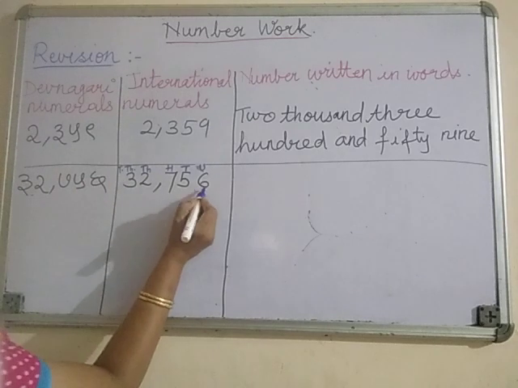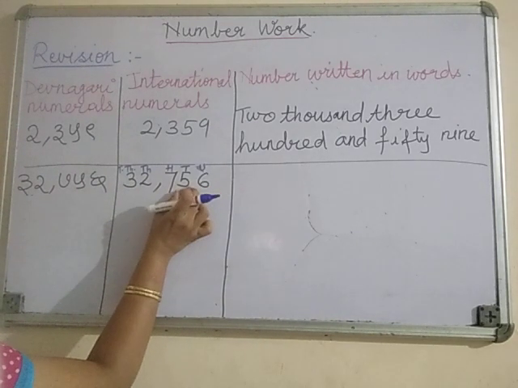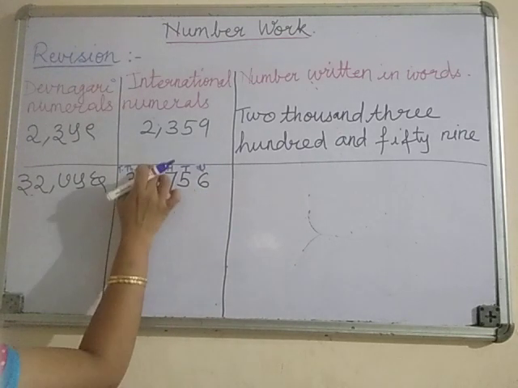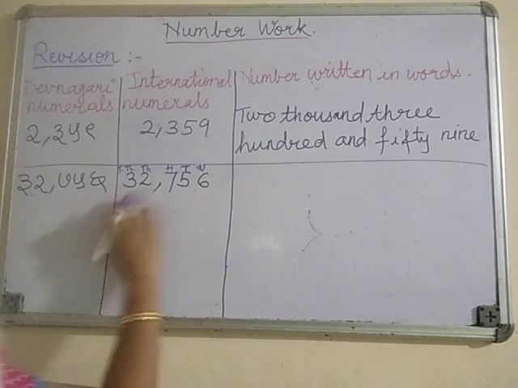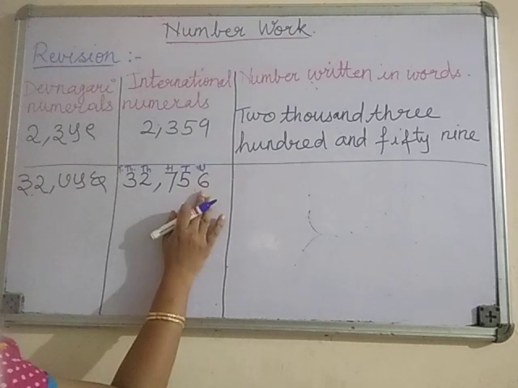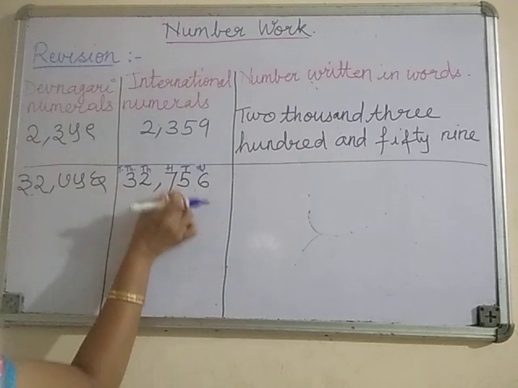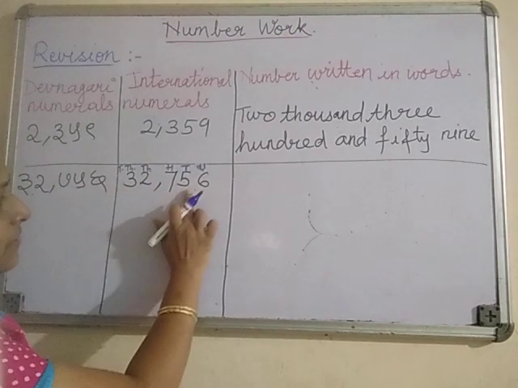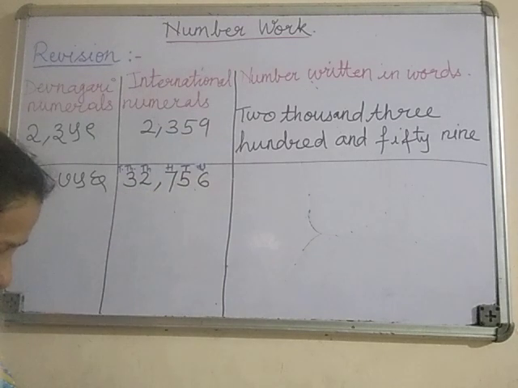So how are you supposed to read it now? This is 6 units, so 6; 5 tens means 50; 7 hundreds means 700; 2 thousands means 2,000; and 3 ten-thousands means 30,000. Fine, you learned that last year. So you will read it as 32,756. When writing, you write it the same way as you have written here.